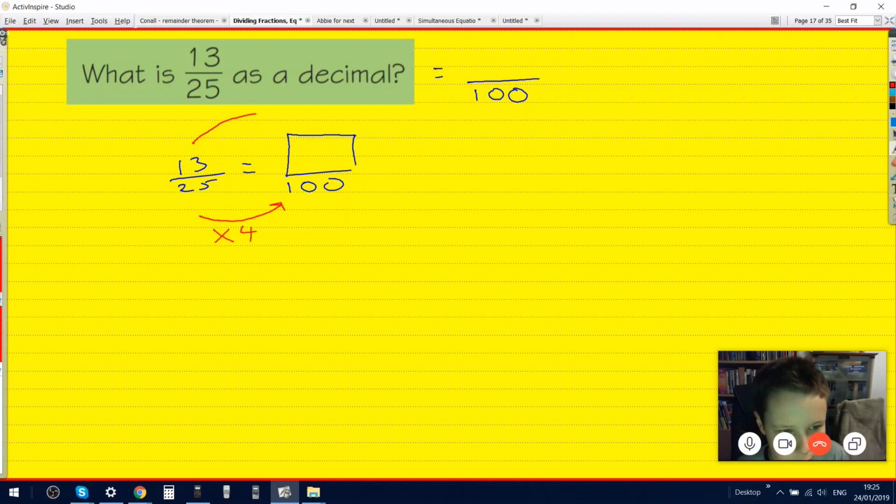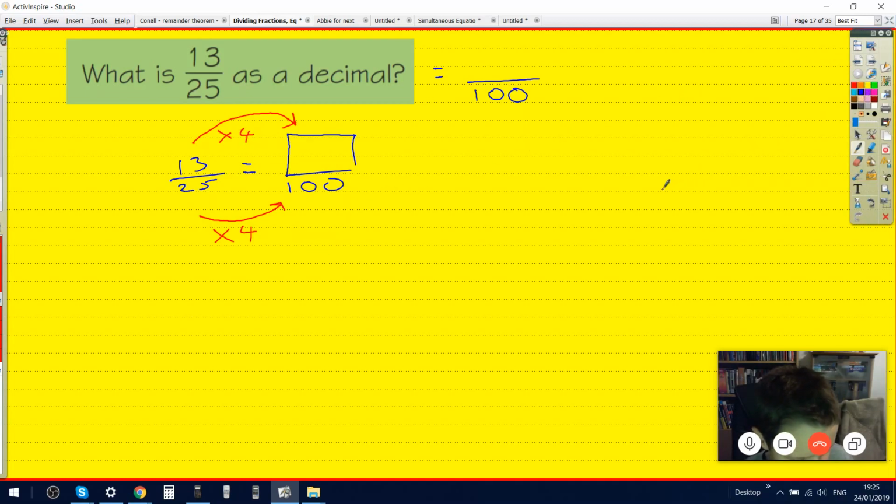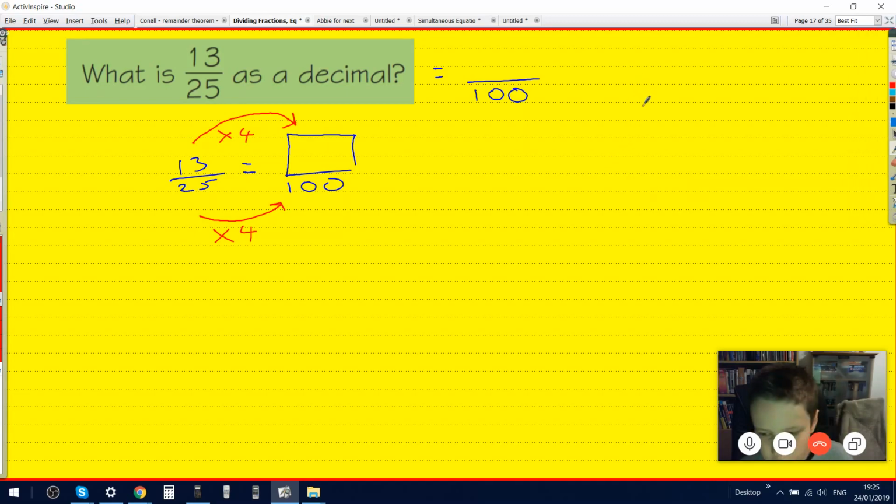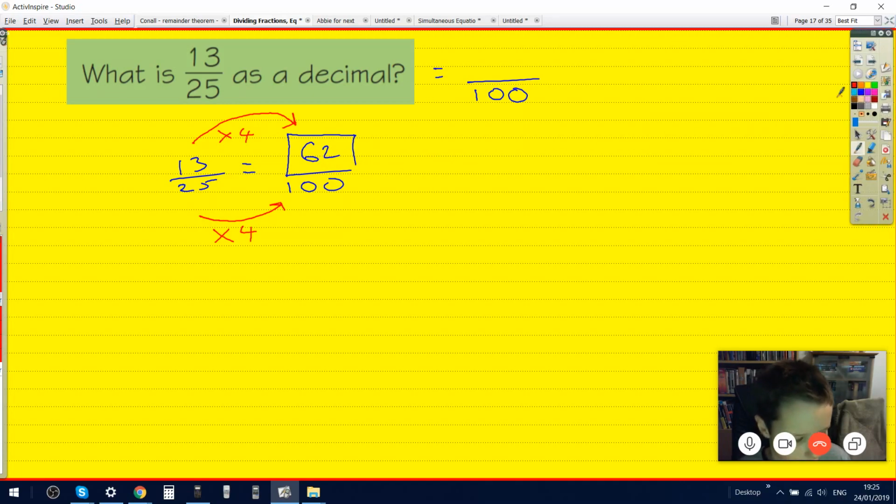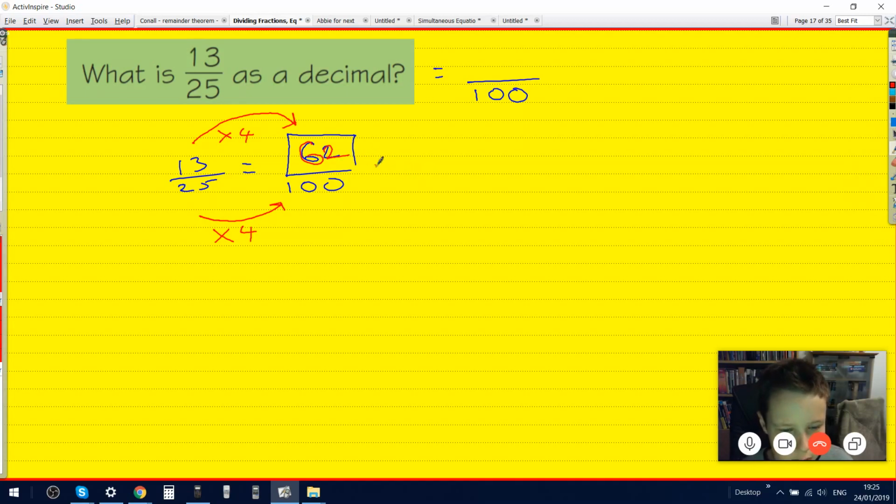And so, how do you get what goes on the top? Well, you do 13 times 4. 52. Well done. Any questions there? Oh, hold on. We wanted it as a decimal. And so what is that as a decimal? 0.52. Well done.